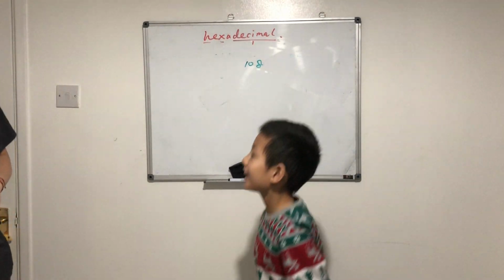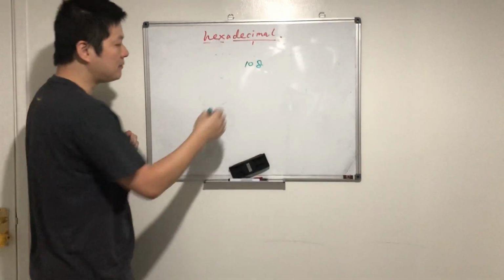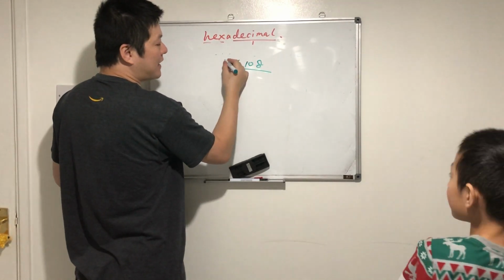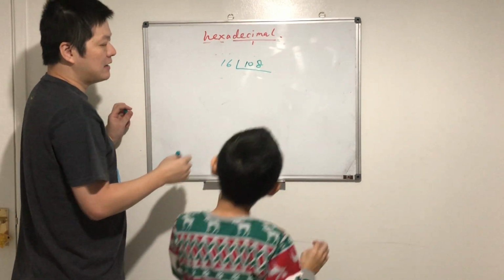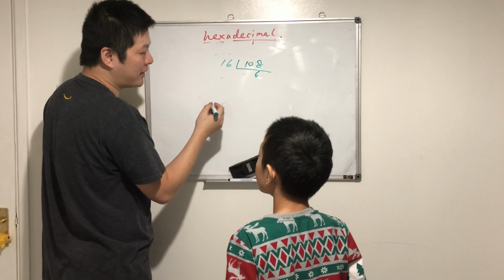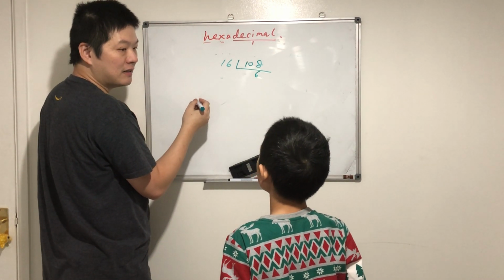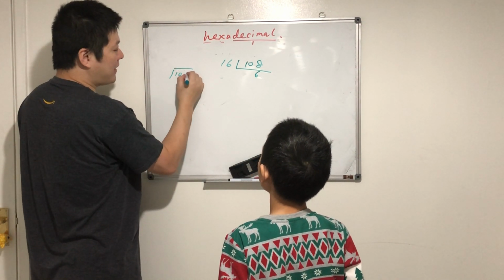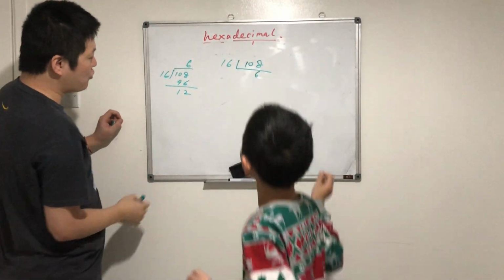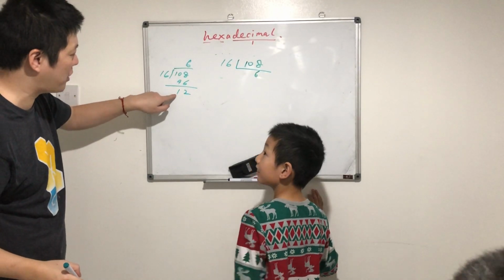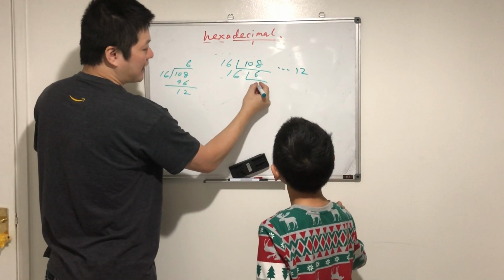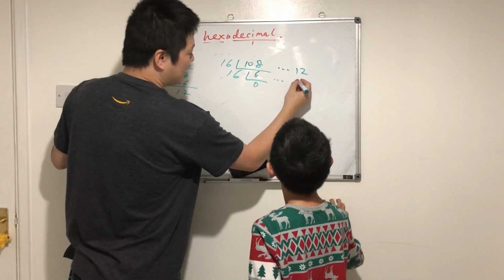108 in base 16. 108 divided by 16 equals what? Equals 6, remaining 12, right? Wait, 6, it remains 4? No, 6 times 16 is 96, so there will be 12. So remaining 12, and 6 divided by 16 is 0 remaining 6, right?